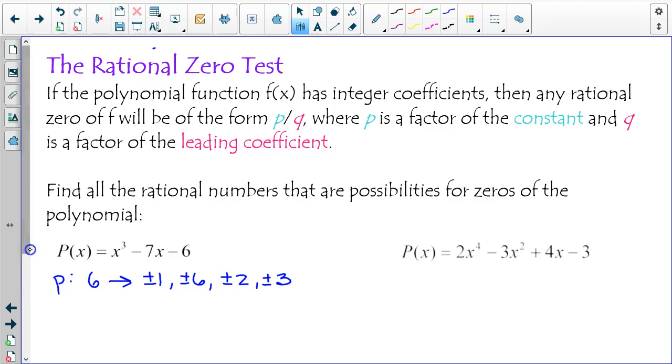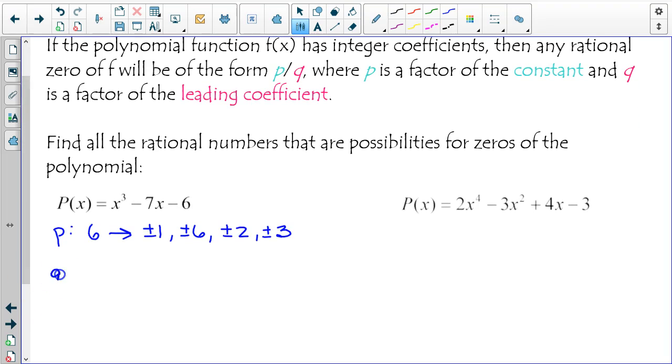The next thing, q is the coefficient for the leading term. So is it in descending order? Yes. What's the coefficient? 1. So what times what gives me 1? 1. And again, you have to do plus or minus. So what we're going to do is figure out any rational zero.